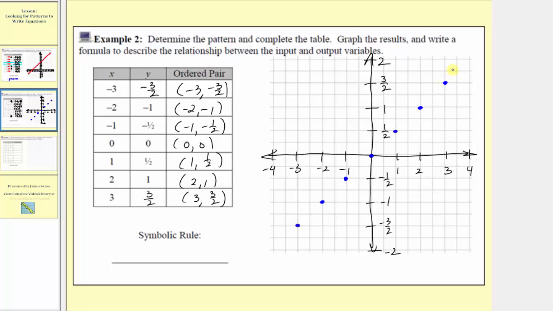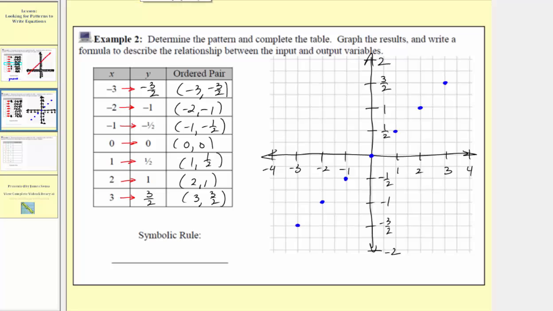So now we have a graph of all the ordered pairs. We need to write a formula to describe the relationship between the input and output values, which means you want a formula or equation that when x equals -3, y equals -3/2, when x equals -2, y equals -1, when x equals -1, y equals -1/2, and so on.